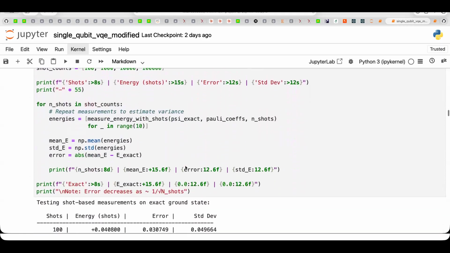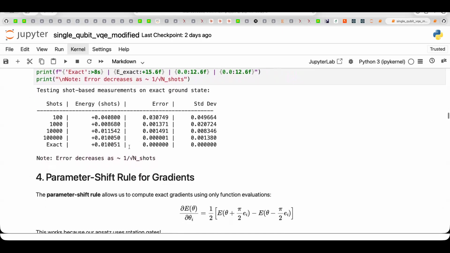Now, this is just a test. We don't need to look at that. We can see now the result as a function of number of shots. And the error typically decreases as 1 over the square root of n, with n the number of shots here. And you can also evaluate the standard deviation.